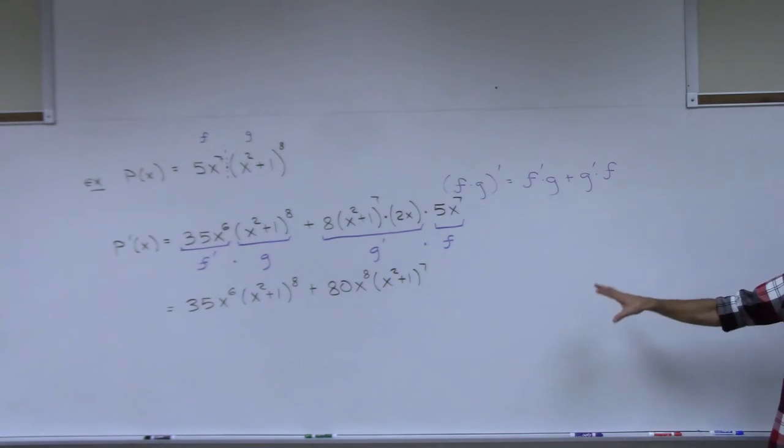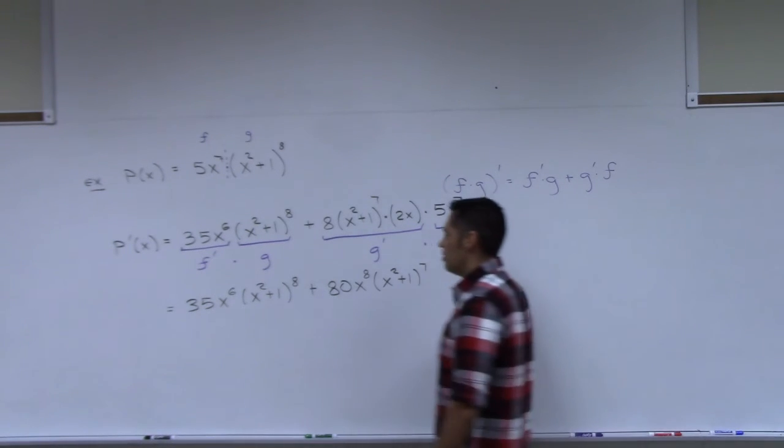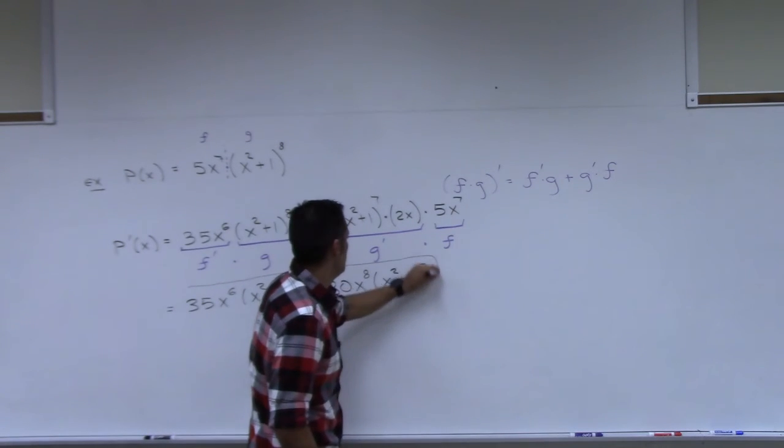Not quite, but that would be correct. I mean, that is the derivative, but it's not the way the book would probably have it. What you could do now is you could factor, but let's just leave it like this for now, okay? Let's just say that that right there is good enough.